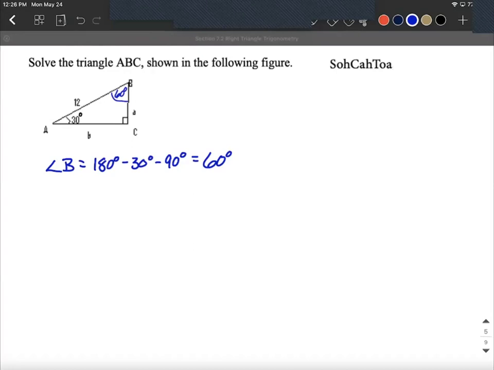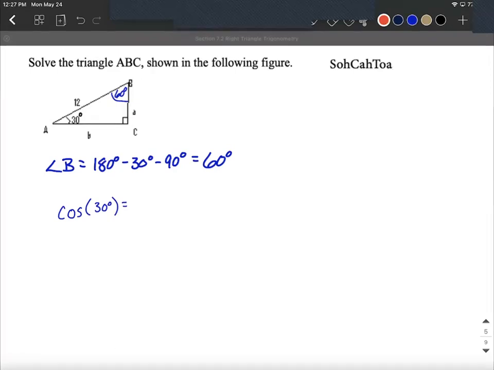All right, next, what we want to do is utilize SohCahToa and either focus on the 30-degree angle or the 60-degree angle that we just found to find A and B. So what I'm going to do is first go ahead and set up cosine. And on each one of these, I'm focused on the 30 degrees. You could certainly use the 60 degrees instead if you wanted to, but let's try to label our sides.